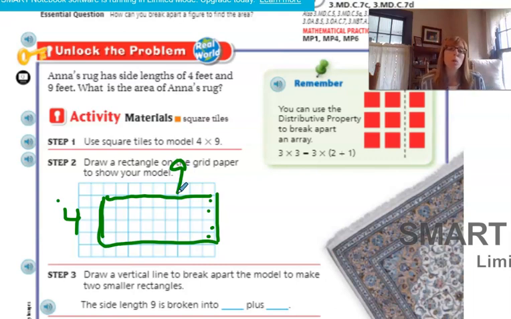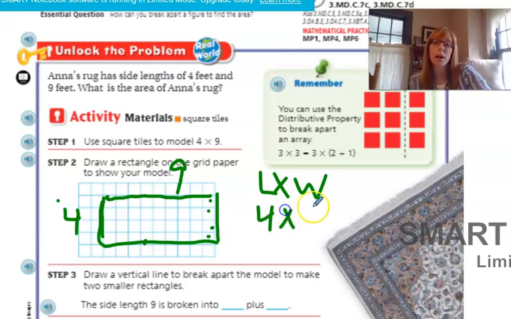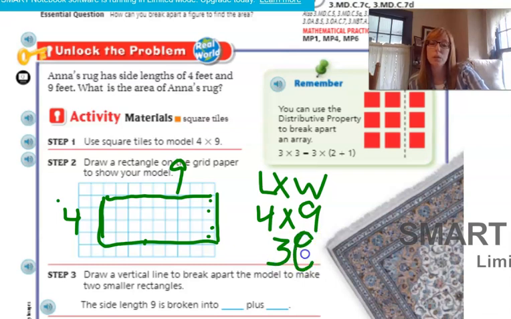So we are drawing a rectangle on the grid paper to show our model. And it says, what is the area? So we know area is length times width. So we know it's 4 times 9. And hopefully you know your nines trick. It always starts with 1 less. And then the 2 numbers added together, 3 and 6 equals 9.